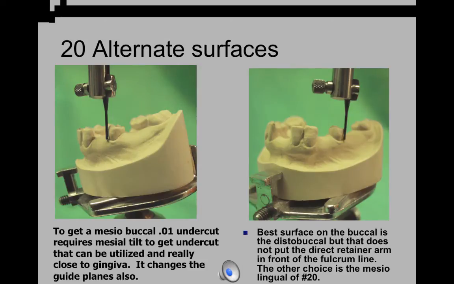If you look on the buccal surface of number 20, the best possibility for placing a direct retainer would be on the distal buccal, but that does not put the direct retainer tip in front of the fulcrum line. You can get a 0.01 undercut on the mesial buccal of that tooth, but look at how dramatically you have to tilt the cast in order to get that to happen. So on this tooth, we have to choose between the mesiolingual of the lingual surface, or we have to choose the distal buccal of the buccal surface.